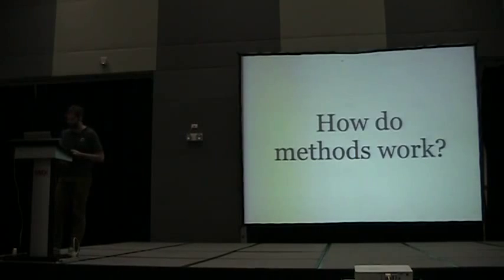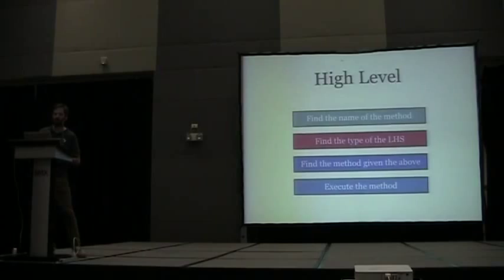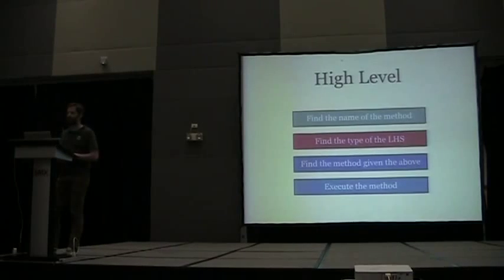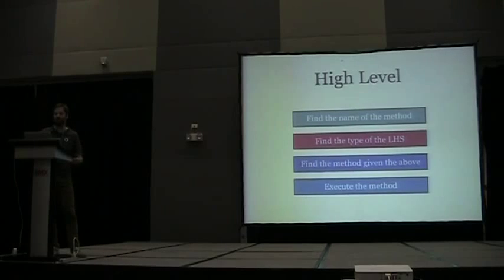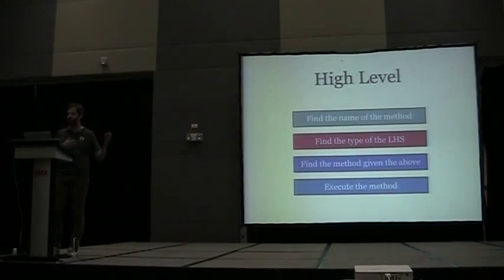So how do methods actually work? At a high level, what the VM does is it finds the name of the method, then it finds the type of the left-hand side, then it finds the method given the above information. Then it actually executes the method.